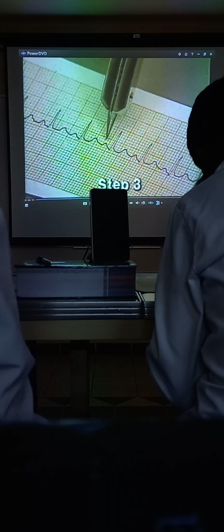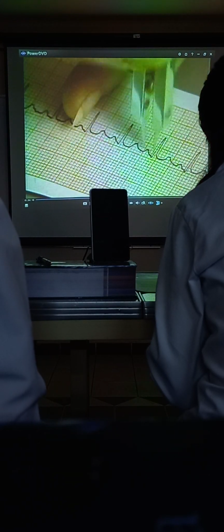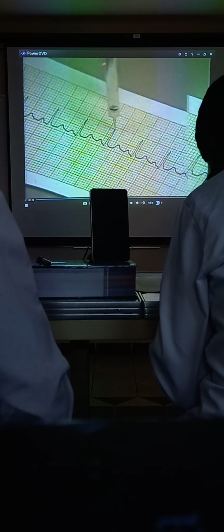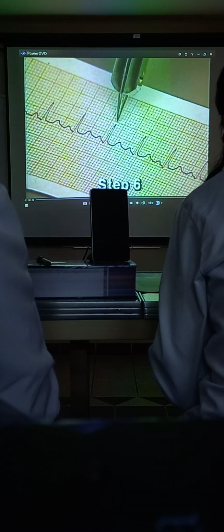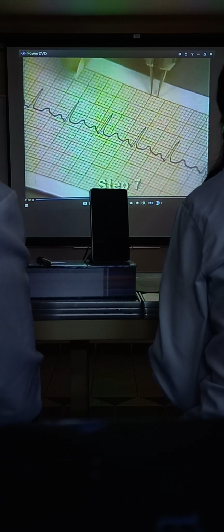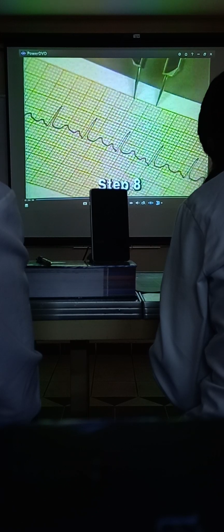The atrial rate is 120. The PR interval is 0.14. The ventricular rhythm is regular. The ventricular rate is 120. The QRS duration is 0.10. And the QT interval is 0.32.